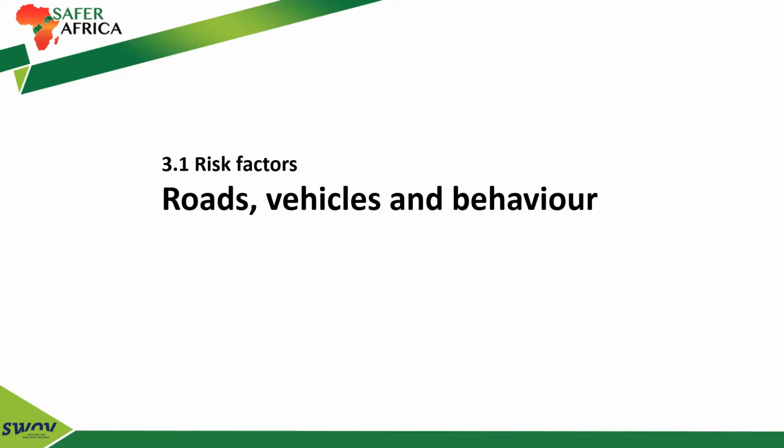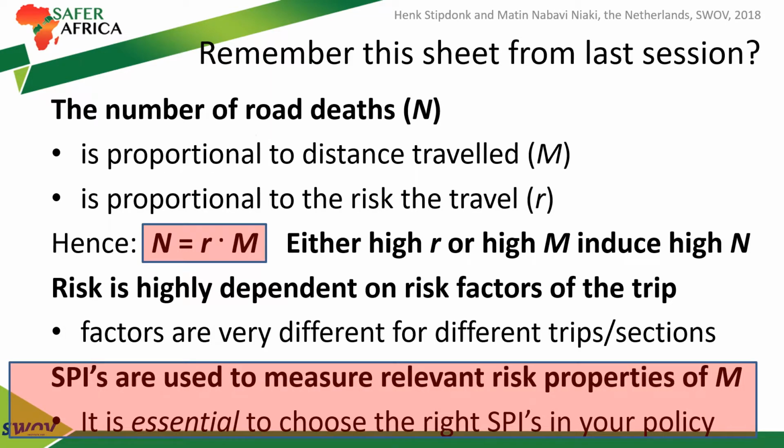This part of Lesson 3 focuses on the SPIs. We distinguish, as before, three main regions for which SPIs are useful: roads, vehicles, and human behavior. But first, we need to revisit the road safety model presented before. This is a summary of the relations between road deaths, SPIs, risk, and distance traveled.